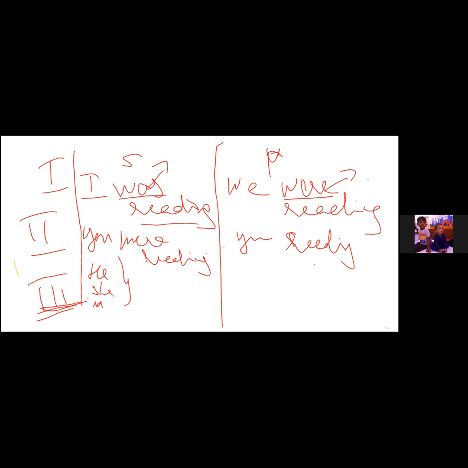Yeah. We don't have much differentiation. We follow the same. He was reading. She was reading. It was reading. And plural form? They were reading. They were reading.